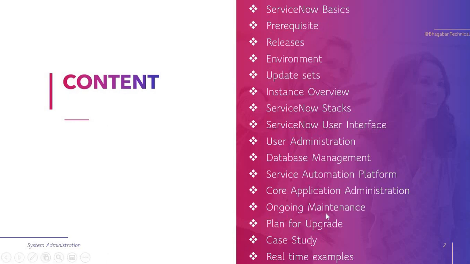And let's say you join a project where only maintenance work is there, then this topic is going to help you with ongoing maintenance. Once development is done and code is migrated to production, on a day-to-day basis how we are going to maintain those services and what the prerequisites are, we are going to cover in ongoing maintenance. Then we'll plan for the upgrade: what the upgrade checklist is and how we'll plan for the upgrade, we'll cover here. Then I am going to give you case studies and some real-time examples.